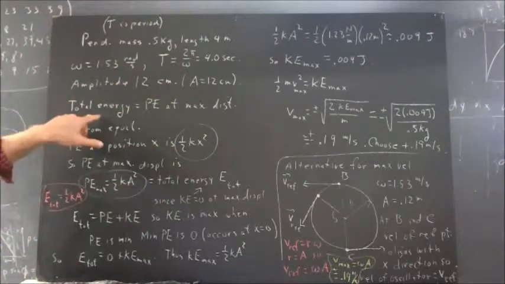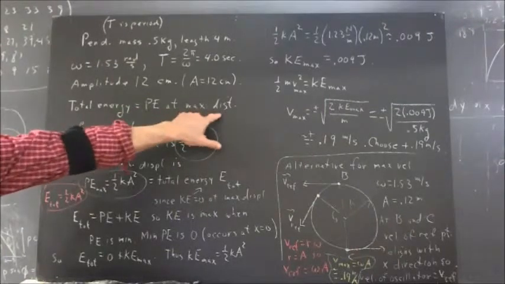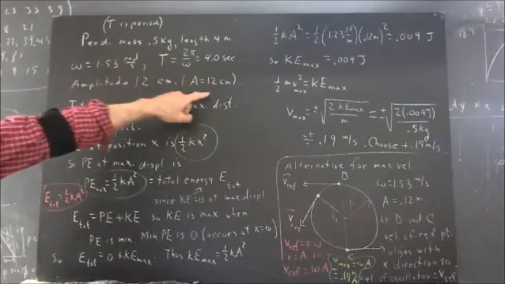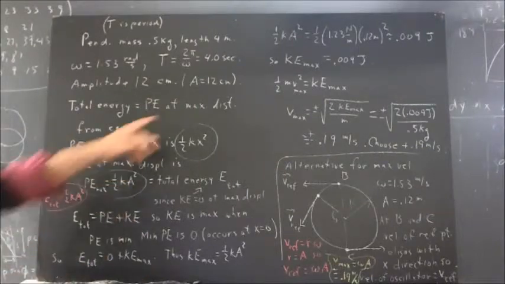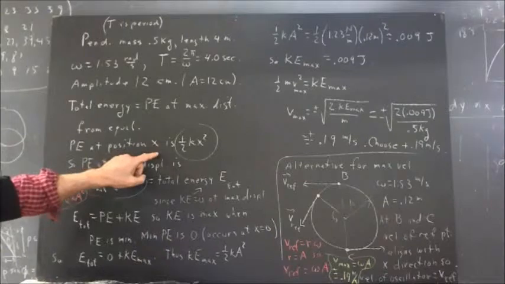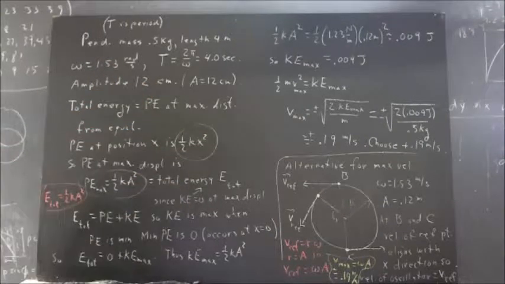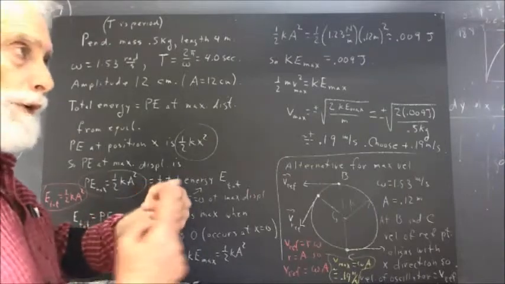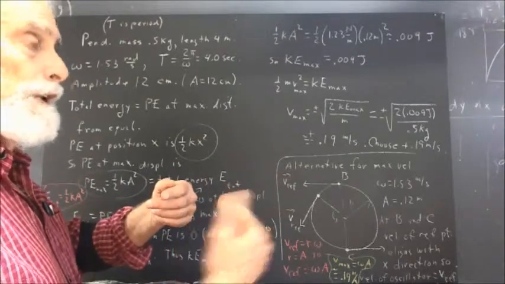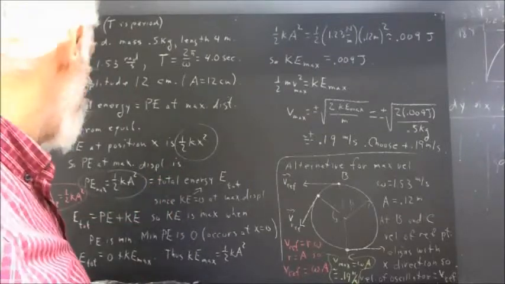Okay, well, the total energy then is the potential energy at maximum distance. Maximum distance is, of course, the amplitude. That's at 12 centimeters, the maximum distance from equilibrium. Potential energy at position x, as we've seen earlier, is 1/2 kx squared. Remember that the restoring force at position x has magnitude kx.